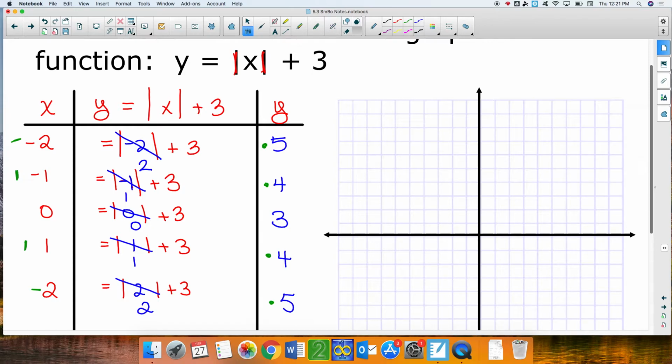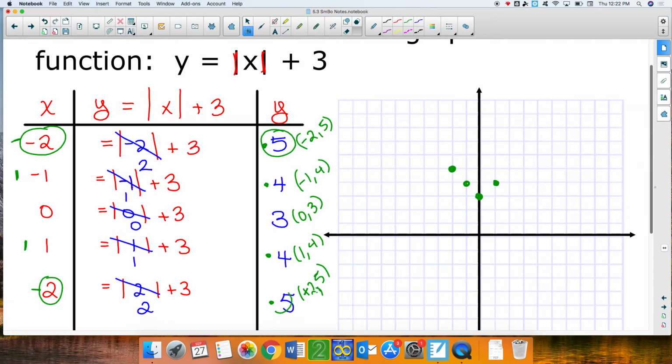So let's see what this looks like. Now I'm matching up my ordered pairs, my coordinates. -2, 5 would be an ordered pair. -1, 4. 0, 3. 1, 4. And 2, 5. So we're going to graph those points. -2, 5 is left 2 and up 5. -1, 4 is left 1 and up 4. 0, 3 is just up 3. 1, 4 is right 1 and up 4. And, whoops, this is positive 2, not -2. Sorry. Let's make sure you see that here. And then 2, 5 is right 2 and up 5.